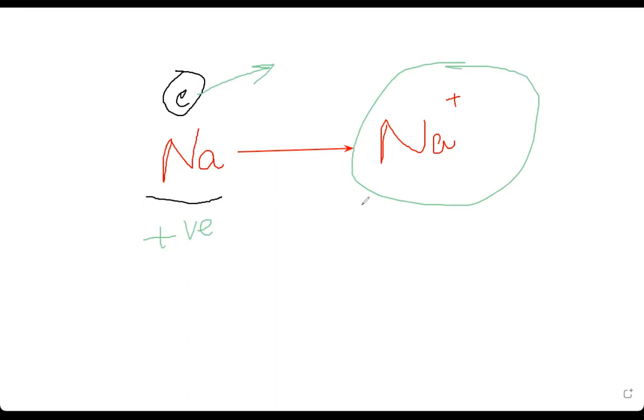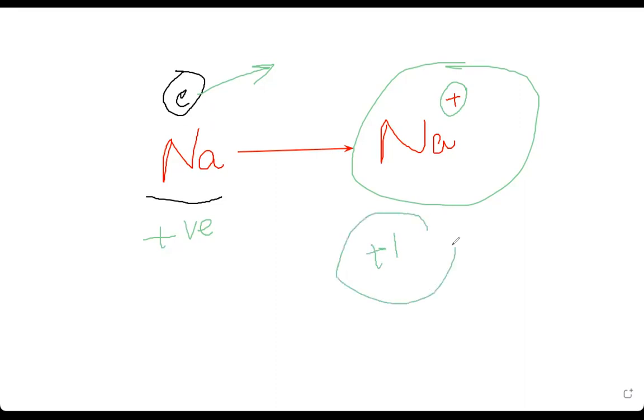I am telling you that sodium is going to donate its electron to another element. I am telling you about the future of sodium. Sodium is going to have a +1 charge because it is going to lose one electron. This is the future of sodium: whenever sodium reacts, it is going to lose one electron. It will become a positive ion. I mean, sodium will get a +1 charge.